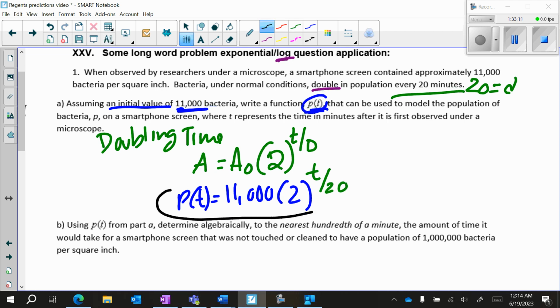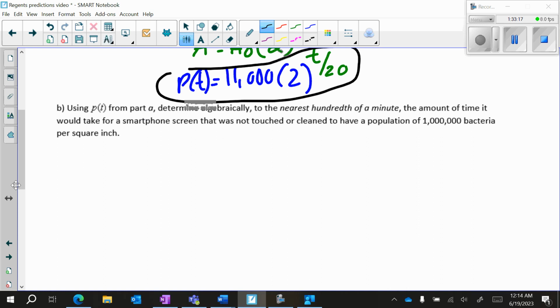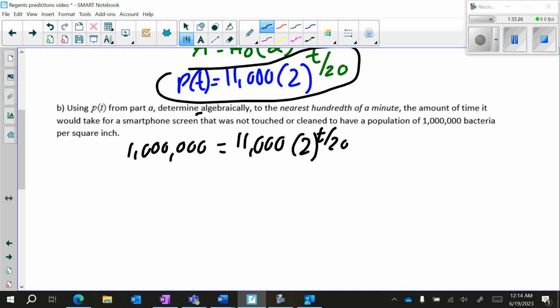Is that bad? No. Now, using part A, how long will it take to reach 1 million bacteria? So you're going to plug in 1 million on the left-hand side. This probably was a 4-pointer, not a 6-pointer. It seems too easy. And now we're going to solve it algebraically. Now, could you have solved it graphically? Yes. You could put one side in y1, other side in y2, look for the intersection. You will get half credit.